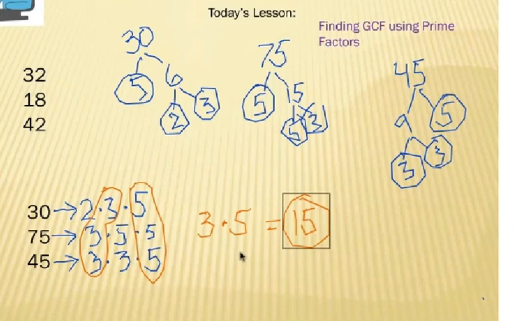Alright, so you're going to make a prime factor list and do some circling of the common factors and multiply the result together. Alright, hope that makes sense, and good luck.